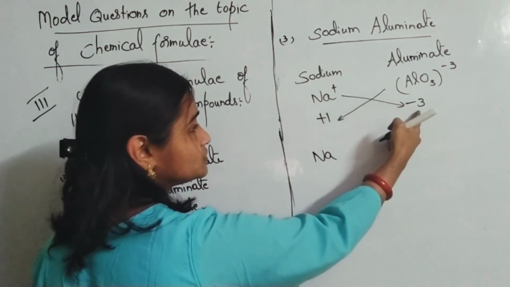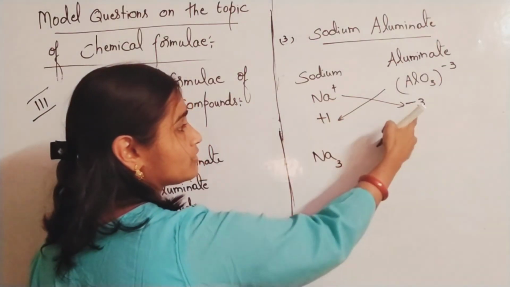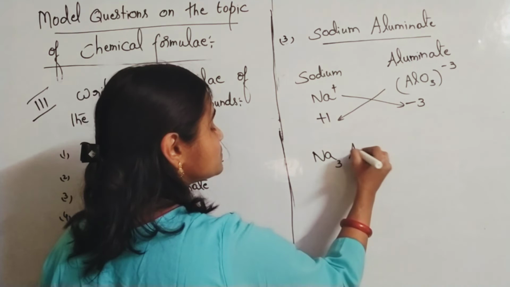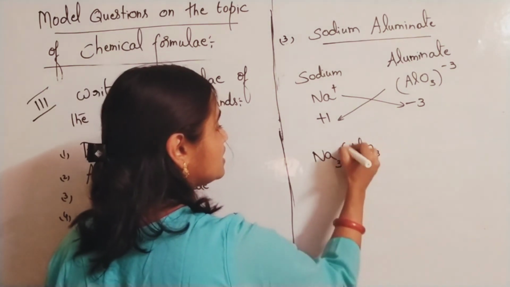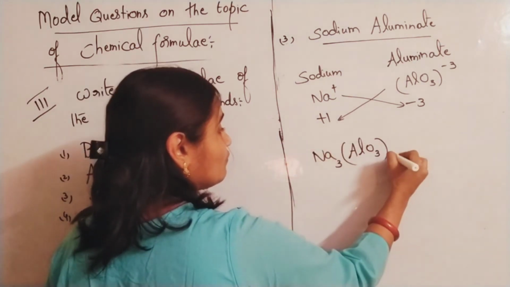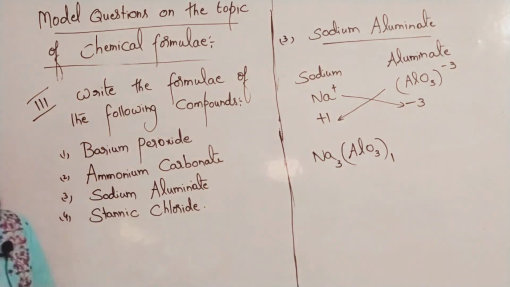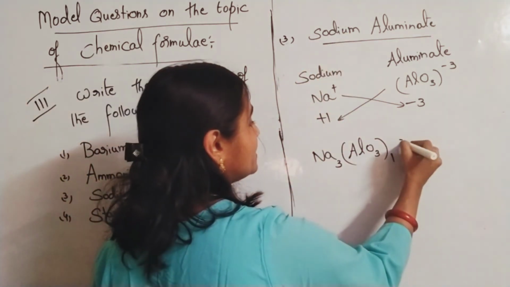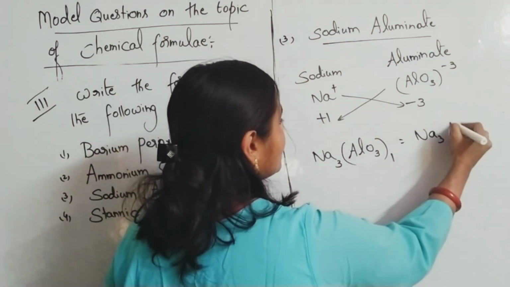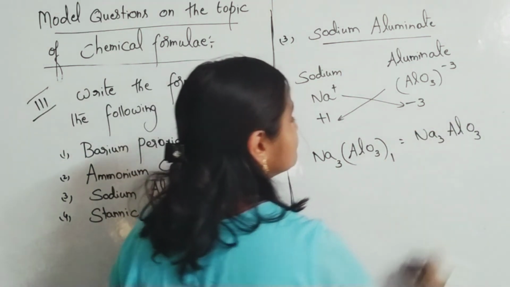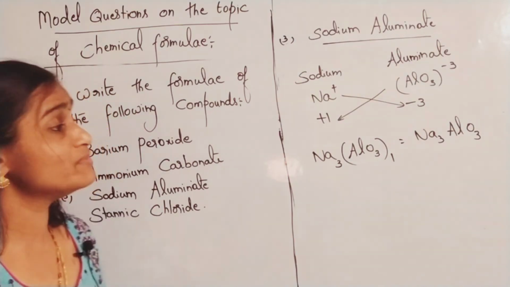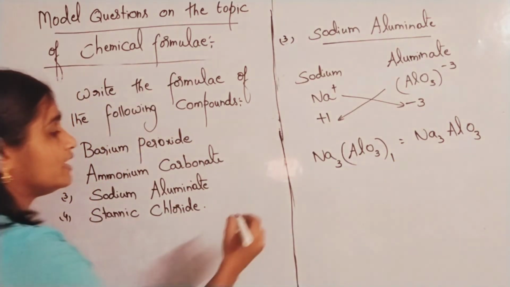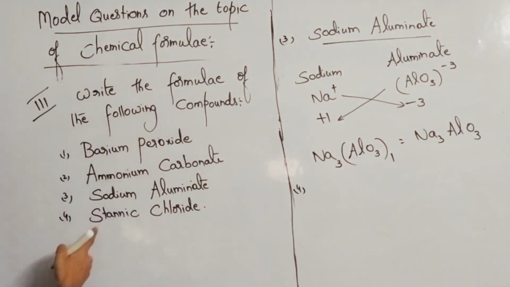So what is the formula of sodium aluminate? Na3. Sodium cross number is what? 3. Aluminate cross number is 1. AlO3 one time. Na3AlO3 is the relevant formula of what? Sodium aluminate. Na3AlO3. Ternary compound. 3 elements are there. Okay, it's a ternary compound, right? And next, fourth one, what is given?